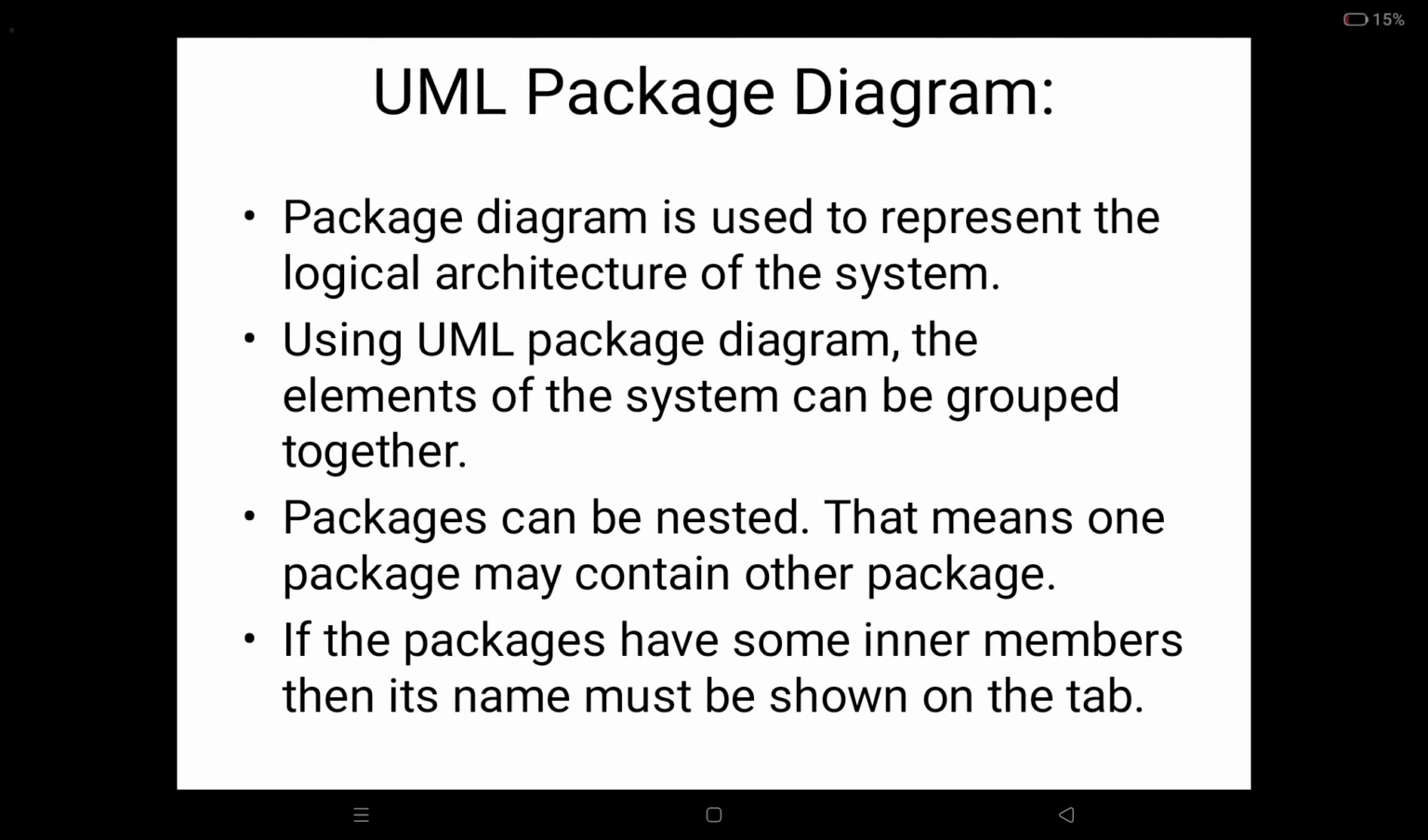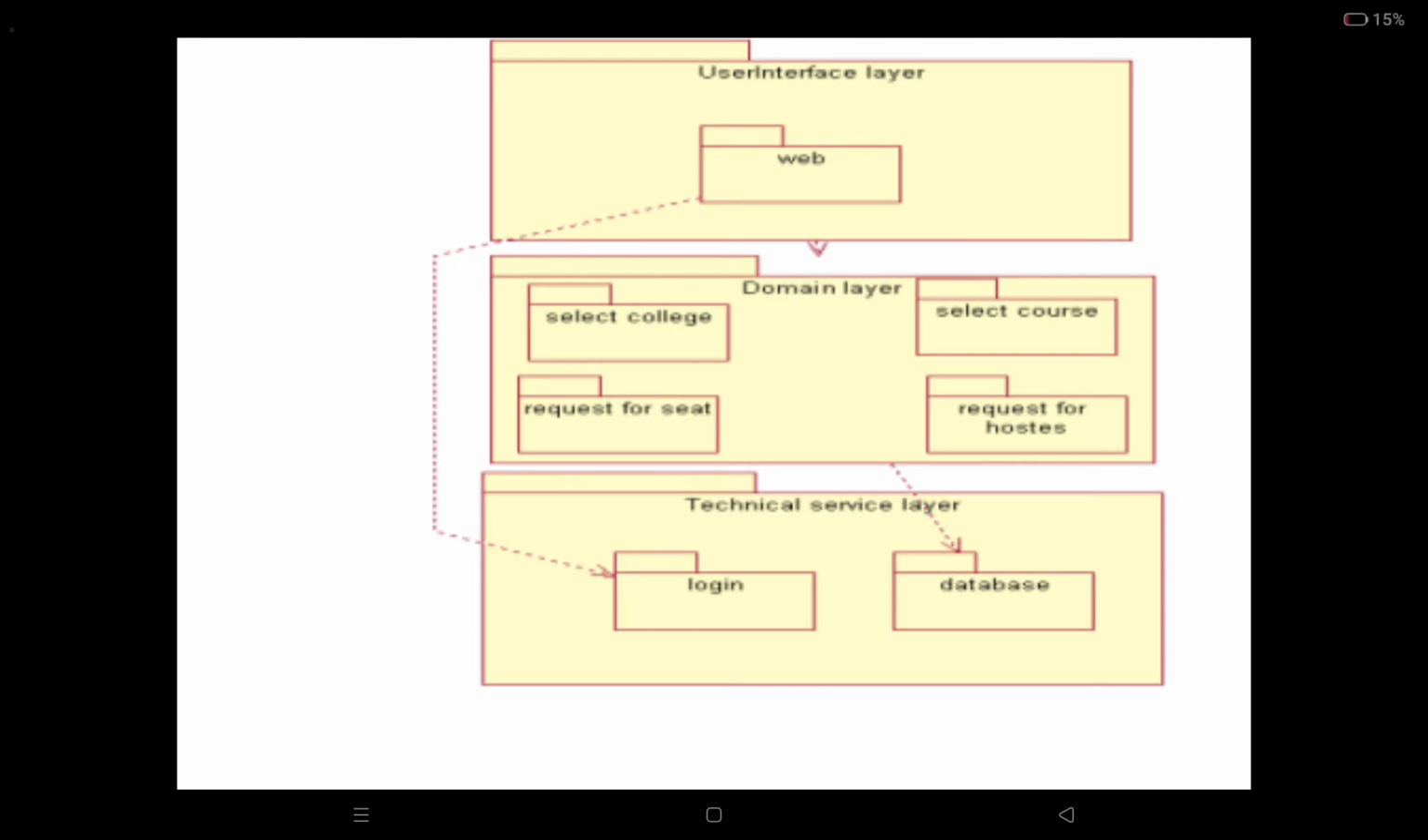The package can be nested. Yes, a package can be nested. That means one package may contain another package. Is it possible? Yes, it is possible. If the package has some inner members, then its name must be shown on a tab. This is the rule. So the package diagram shows the logical architecture of the system. This is an example of the package diagram. It consists of three layers: user interface layer, domain layer, and technical service layer.